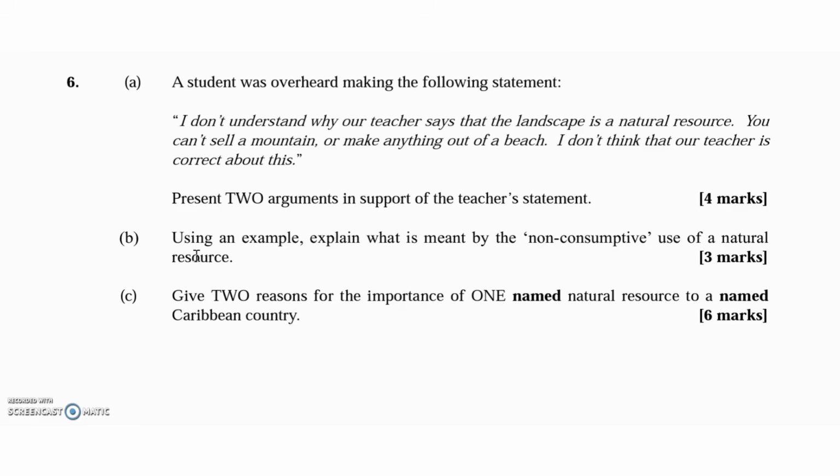Part C: give two reasons for the importance of one named natural resource to a named Caribbean country. I'm going to talk about Guyana as a named Caribbean country. Guyana has forests, and Guyana also has oil and natural gas. Now, they ask us for one, sorry, my bad. You could choose any one of those two. Guyana has a lot of resources, to be honest. But if you want to choose one, let us choose oil and natural gas.